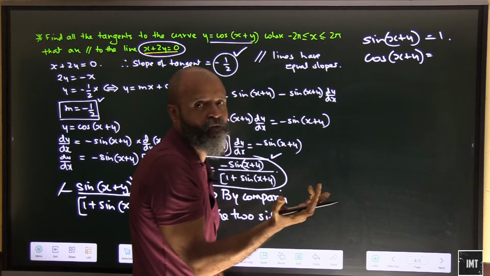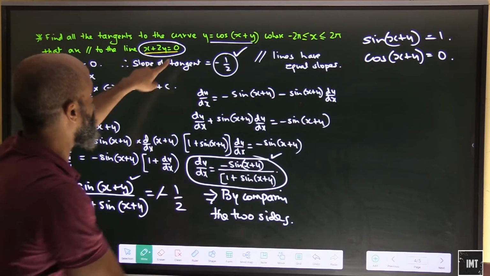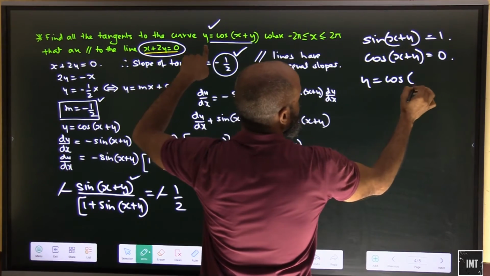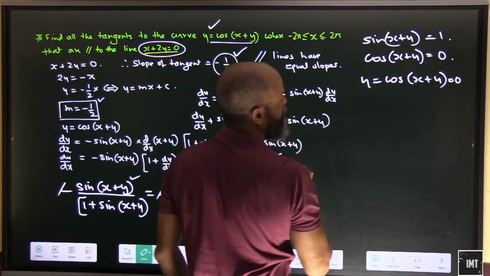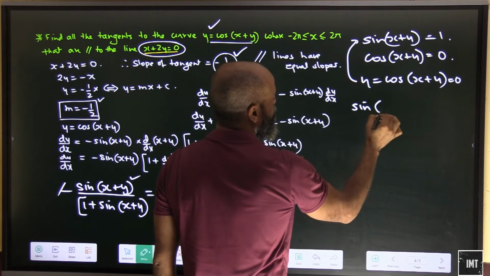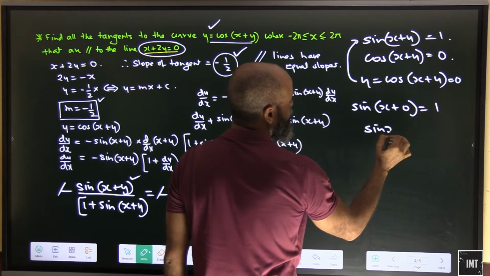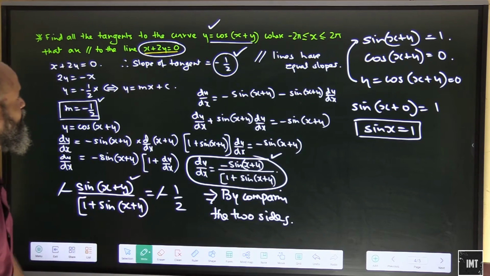Cos pi by 2 is 0. The reason why we need to know this is because we know that y is equal to cos(x plus y). It is given, so it means y has a value of 0. Now put this value of y here, so we will have sin x plus 0 is equal to 1, which means sin x is equal to 1. So here the sin x part is coming as 1.